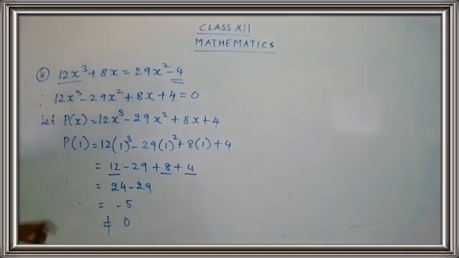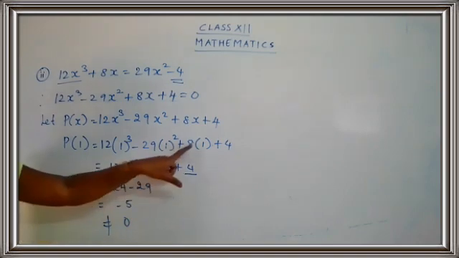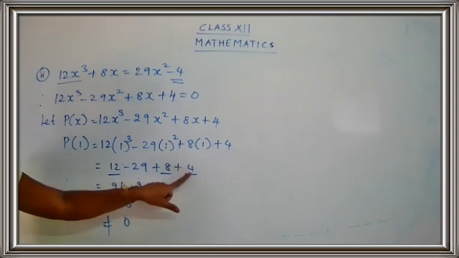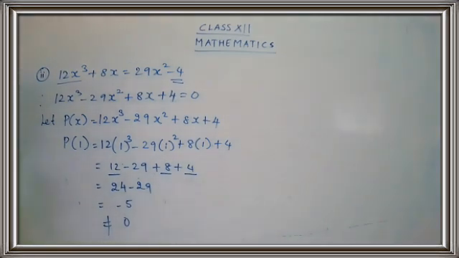So I get 24. I'm just taking the positive values first. So 1 cube is 1, so 12. 1 square is 1, so 29 into 1, 29. 8 ones are 8 and plus 4. 12 plus 8, 20. 20 plus 4, 24 minus 29. So 24 minus 29 is minus 5. So I get the answer not equal to 0.